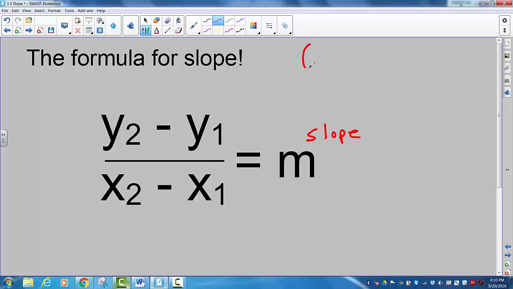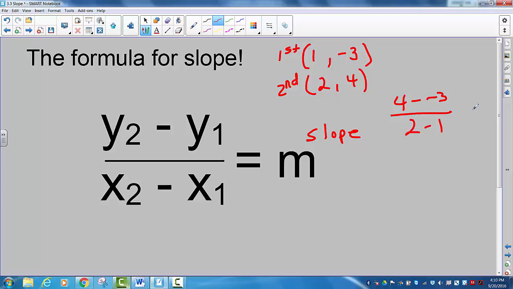So if we have, for example, a coordinate of 1, -3, and 2, 4, you can decide that this is the first and this is the second coordinate. If you do, then when you do y2 minus y1, it'll be 4 minus a -3 over x2, 2 minus 1, which gives you 7 over 1.